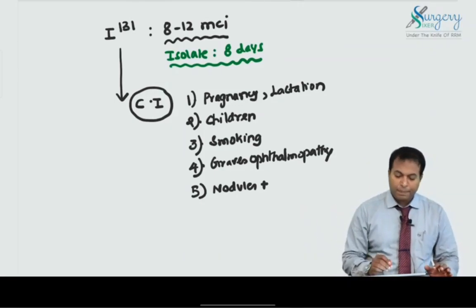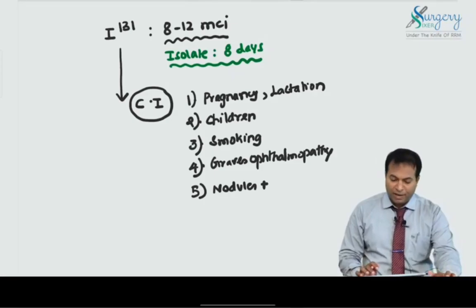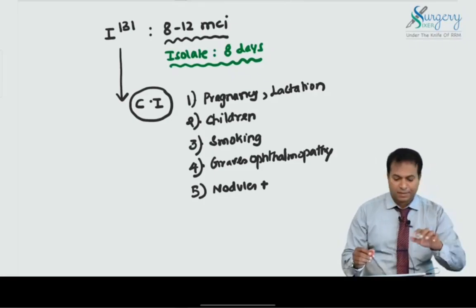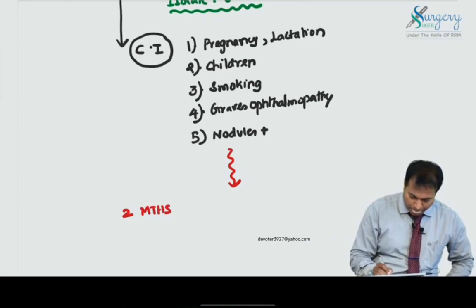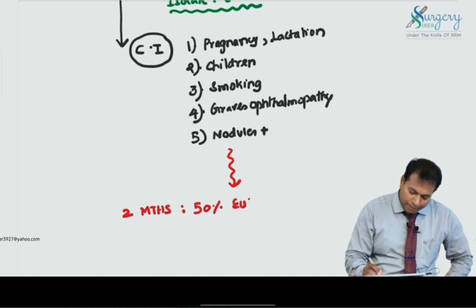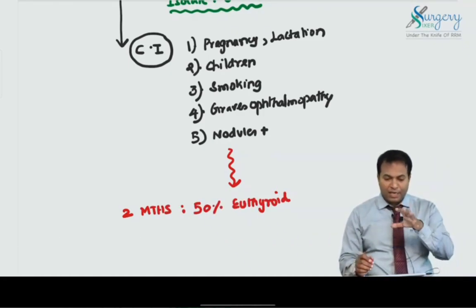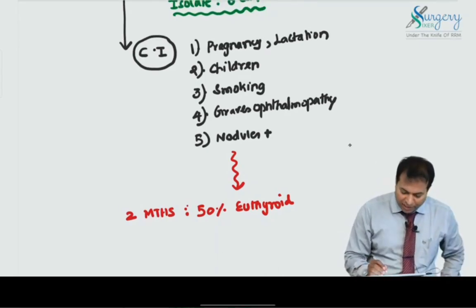Now please remember this point, where all you should not use radioactive iodine therapy. And if I am going to use radioactive iodine therapy, what happens to the patients? After radioactive iodine ablation, in 2 months, 50% of them become euthyroid. Please don't forget, 50% of them become euthyroid in 2 months. In fact, more than 50% become euthyroid.